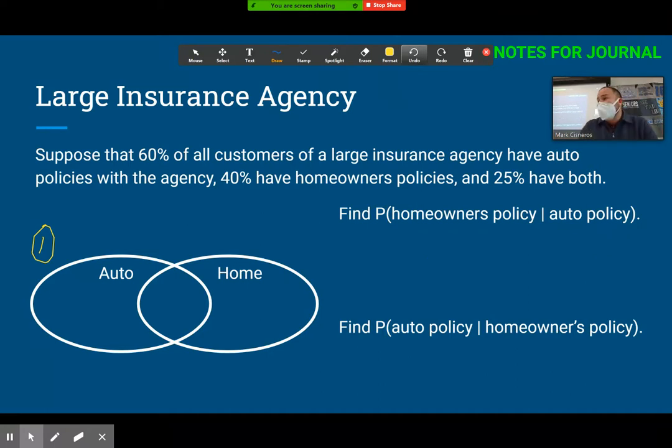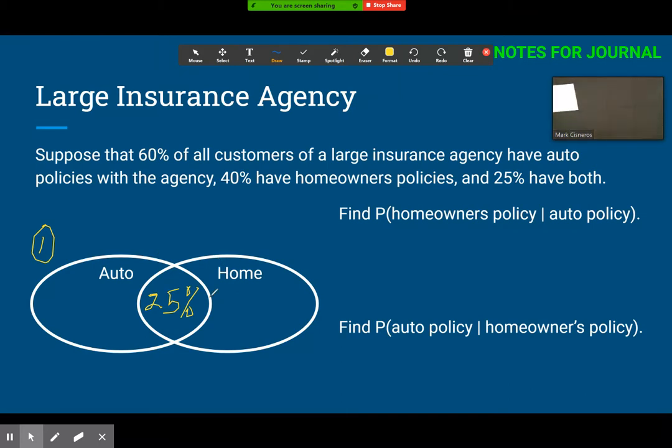All right. Let's fill out the Venn diagram first. Which number should we do first and where should it go? 60%, 40%, or 25%? Why the 25%? It says both. It's the one that goes where? In the middle. All right, so 25% goes in the middle.